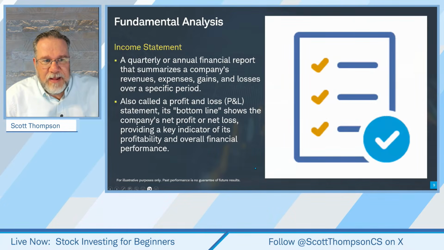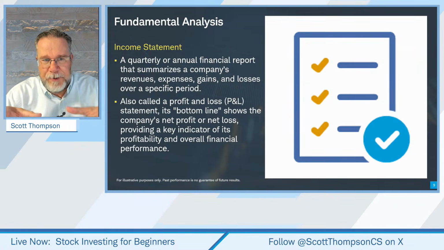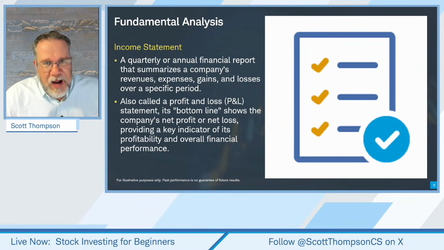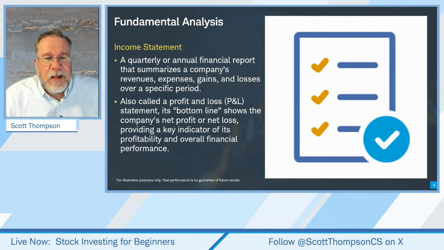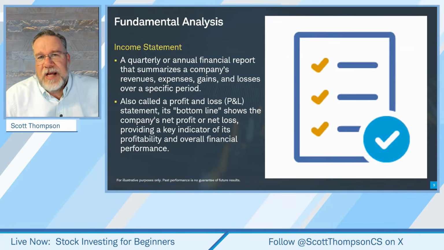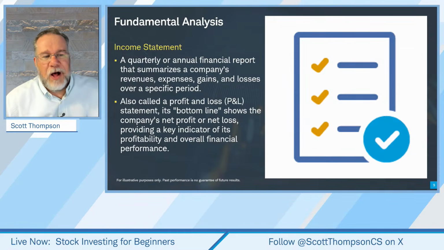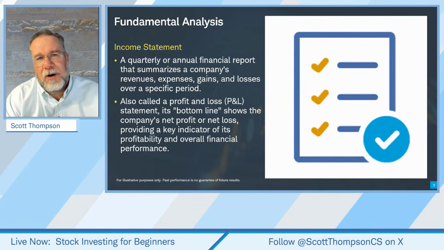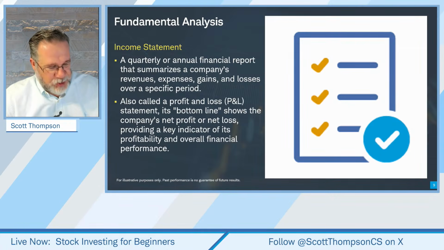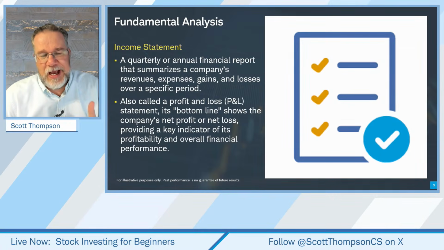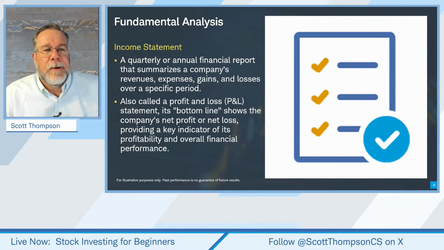Now, the income statement is a quarterly or annual financial report that summarizes a company's revenue, expenses, gains, and losses over that specific period of time. Usually it's a year, but very often you're looking at quarterly information as well. You might refer to this as a profit and loss or P&L statement. It shows how the bottom line of the company is doing: what's the net profit or net loss? It provides key indicators of profitability and overall financial performance. Again, a great tool to compare to other stocks when you're trying to decide which company to purchase.